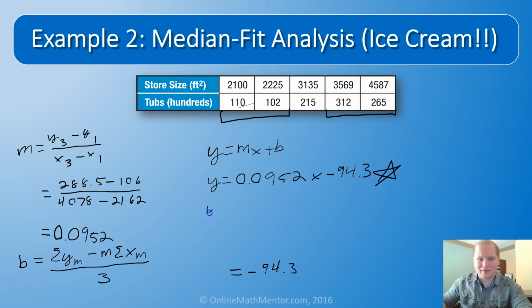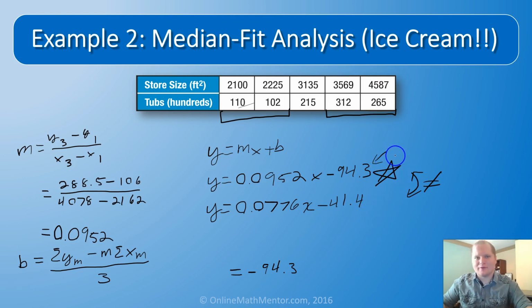Now recall that the linear regression, we got the formula y is equal to 0.0776x minus 41.4. So these two are definitely not equal, and that's because this formula, using the median fit analysis, made a couple more assumptions that made it easier to calculate, so it was less accurate. So there you go.